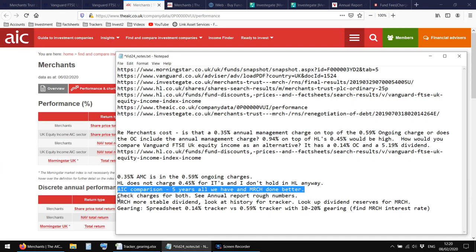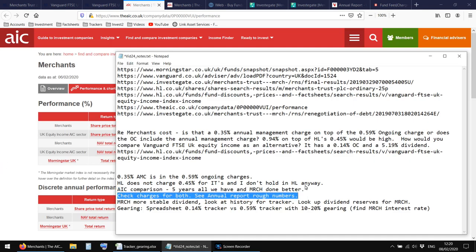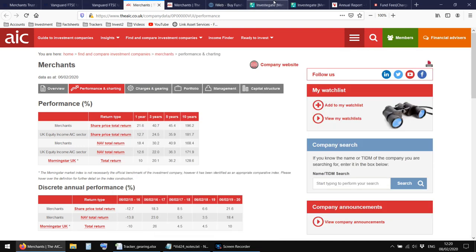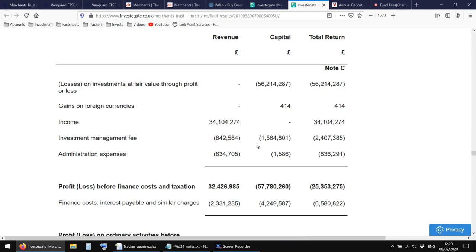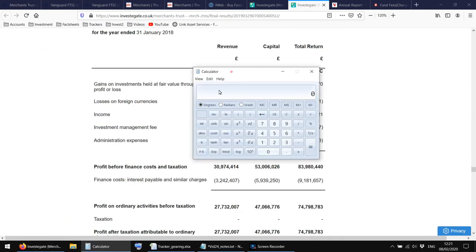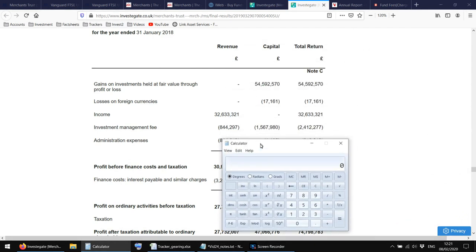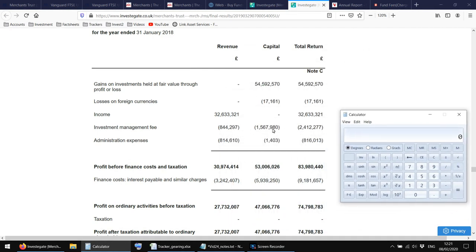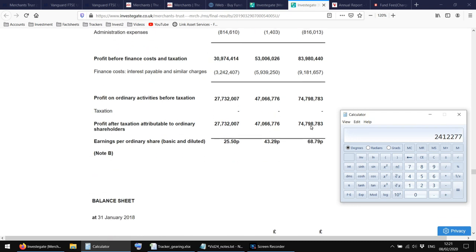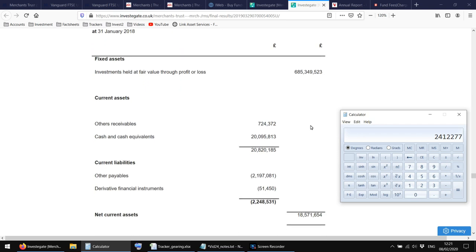I wanted to just check the charges because I never trust information we get here. I just wanted to double check. So this is the Merchants Trust annual report from last year. So this table here tells us the investment management fee. So obviously you can see here that they charge some of it to revenue and some of it to capital, but the total fee was 2,412,277.